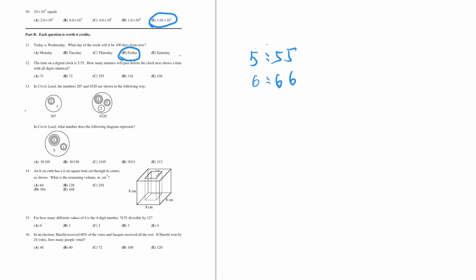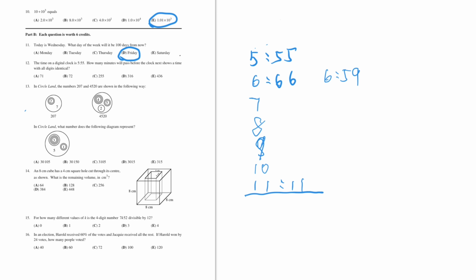Next, the identical time would be 6:66, but it's not possible. The largest number is 59. So 7:77 does not work, nor do 8:88 and 9:99. So that's 10. Whatever, 10 is already not identical, but 11:11 is exactly identical digits.